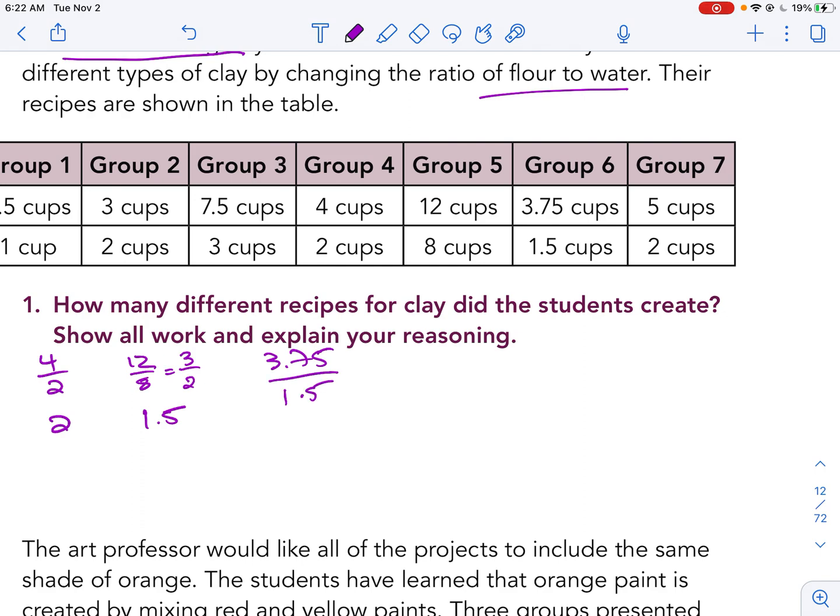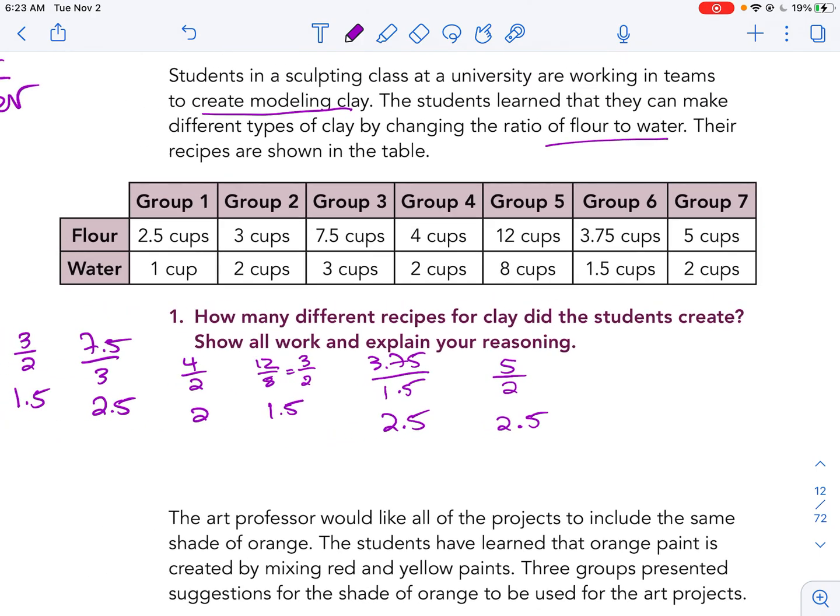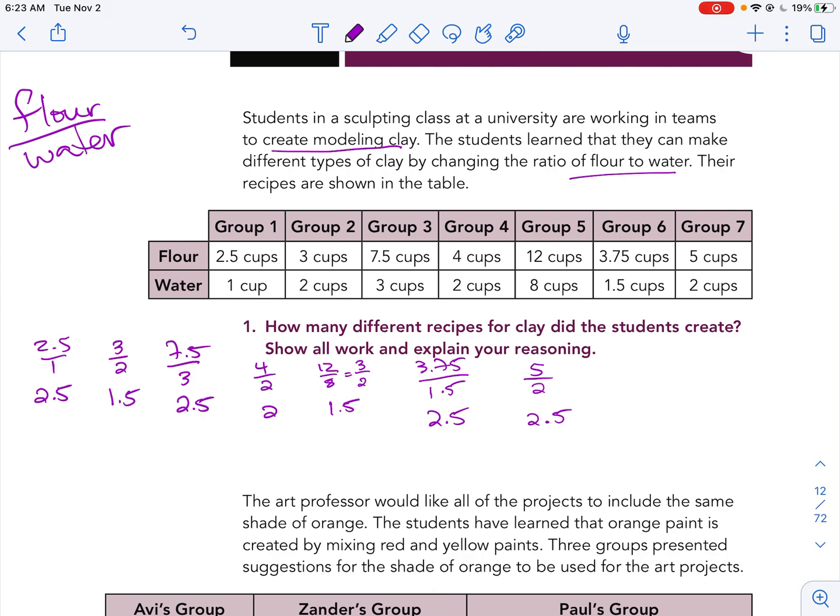I really can't do this one in my head. I'm actually going to use my calculator. I'm going to do 3.75 divided by 1.5, and I get 2.5. And last but not least, I have 5 over 2, which is also 2.5. So if I look at this, how many different constants of proportionality do I have? I have a 2.5, a 1.5, a 2. So how many recipes did they find? There's 1, 2, and 3 different ones.